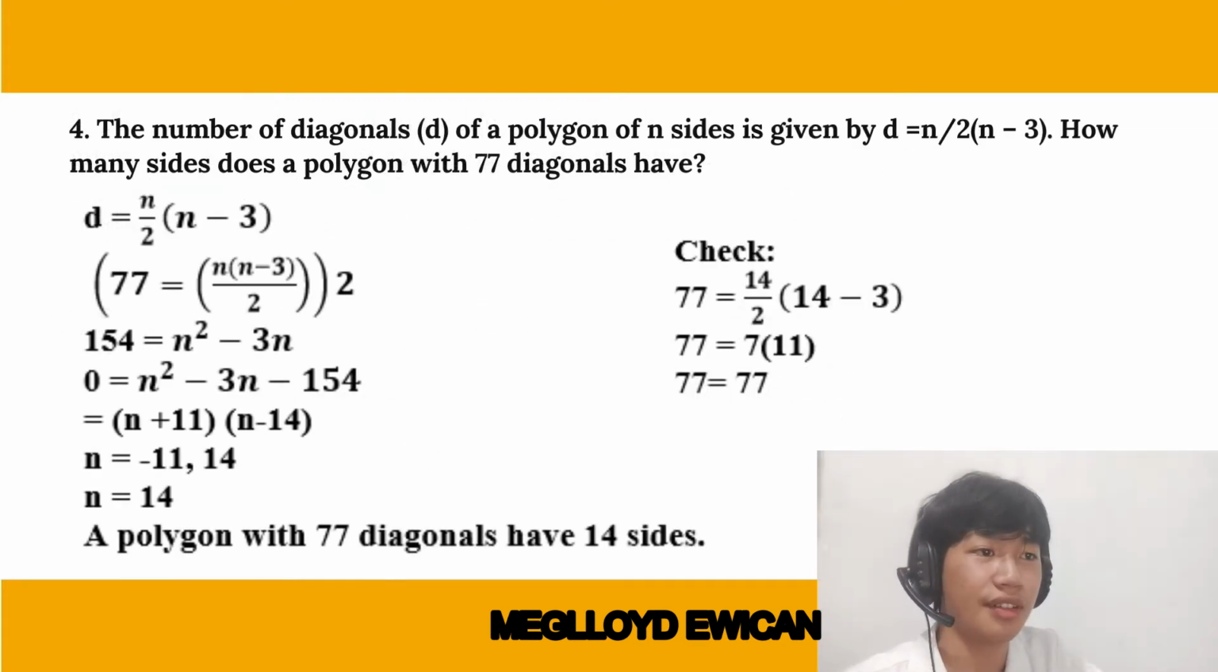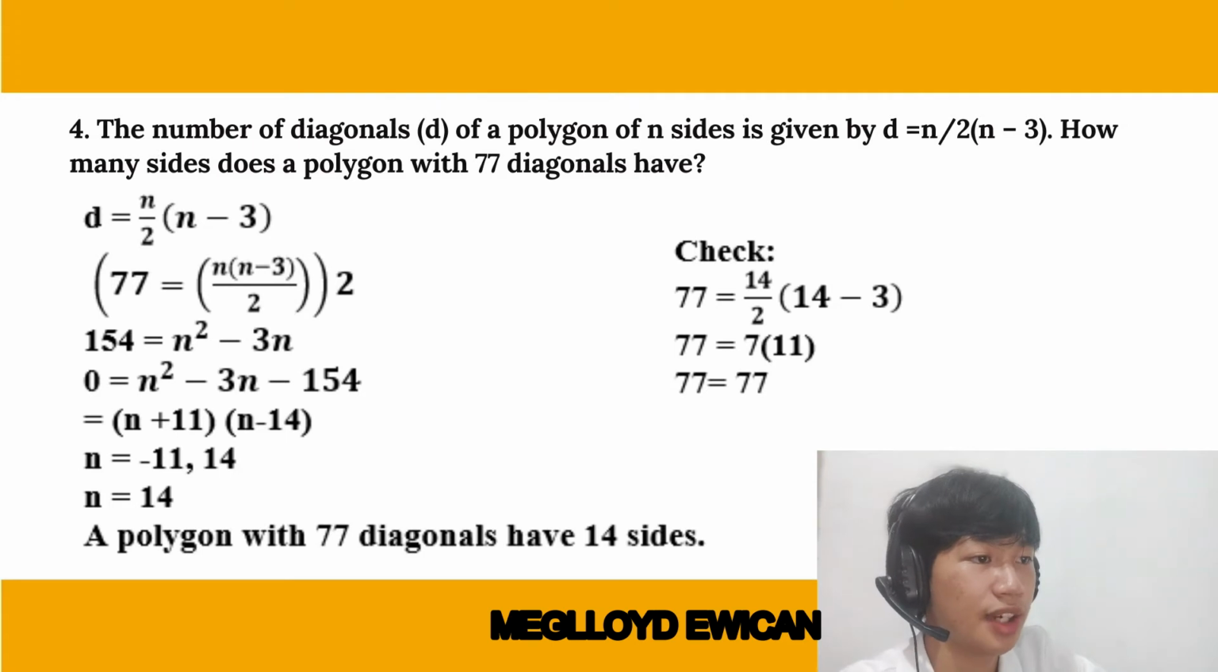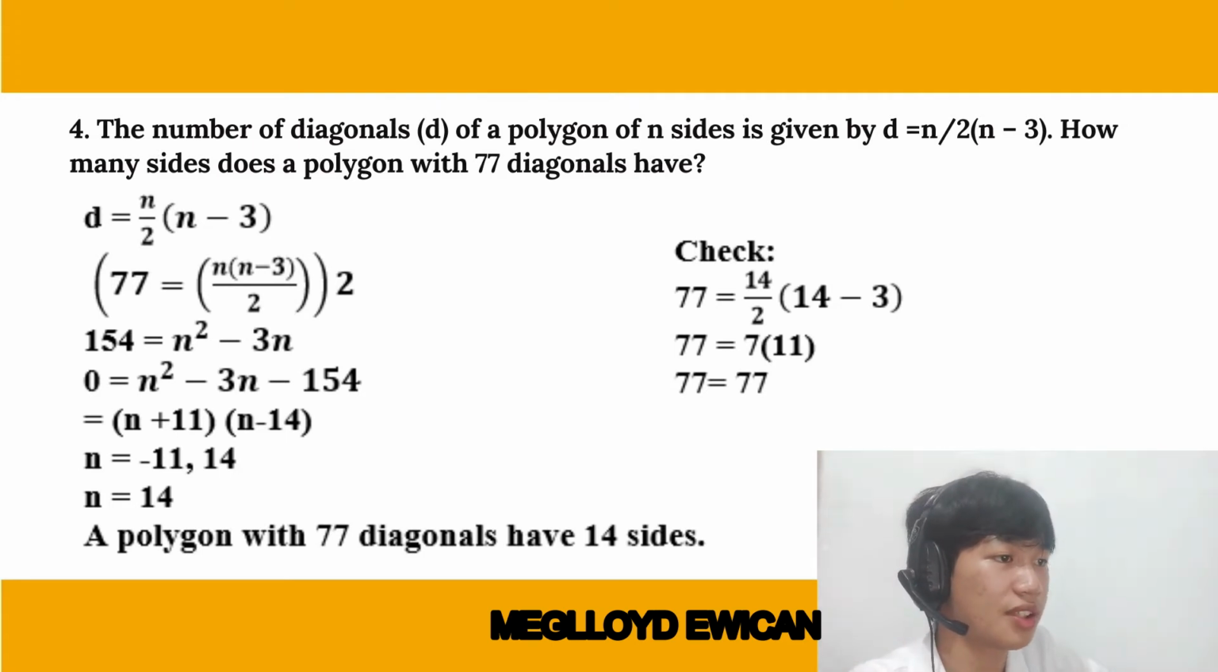Number 4. In this problem, we are tasked to find how many sides a polygon with 77 diagonals has. Given the formula, d is equal to n over 2 times quantity n minus 3. First, we substitute d with 77. Then find the LCD, which is 2. On the left side, we divide the LCD by the denominator, which is 1, then multiply with 77 to get 154.